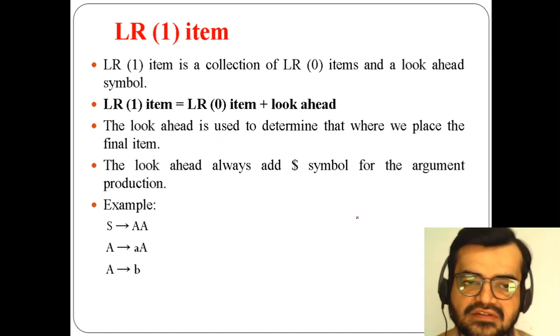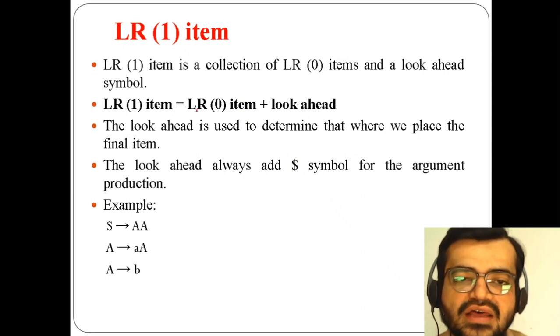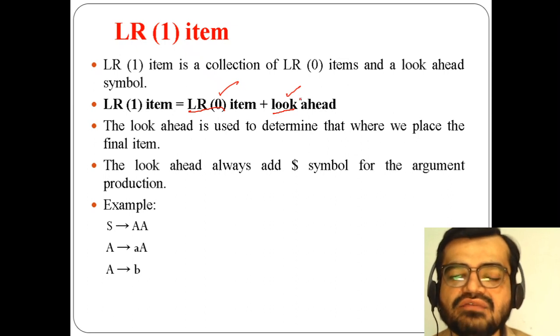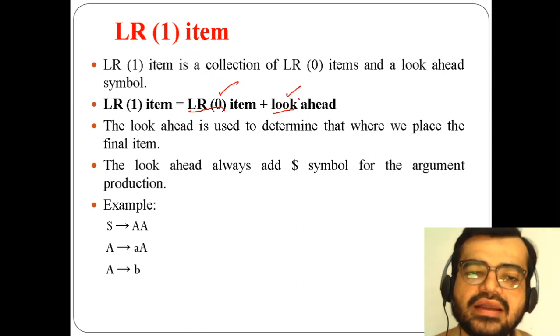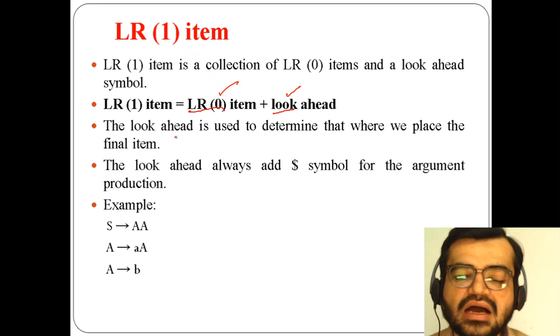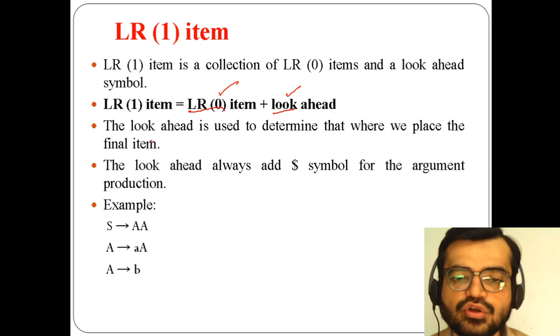Now, I just said that LR(1) items are used. LR(1) items are a collection of LR(0) items plus they use a lookahead symbol. LR(0) items you know how to calculate, but what we need to see now is how we calculate the lookahead. So the lookahead can be determined by some procedures, and we will look at the procedure now.